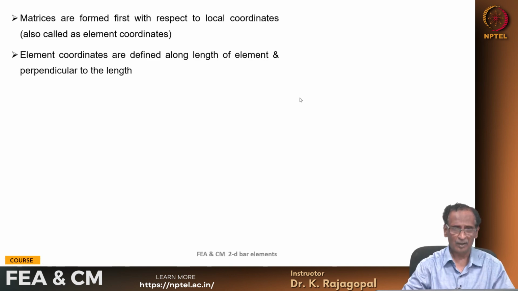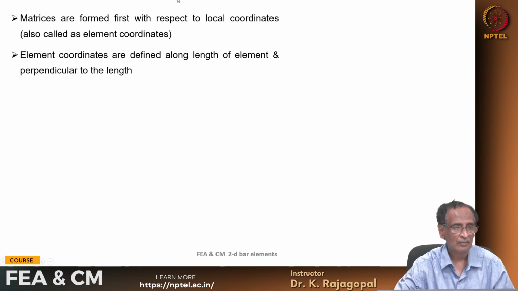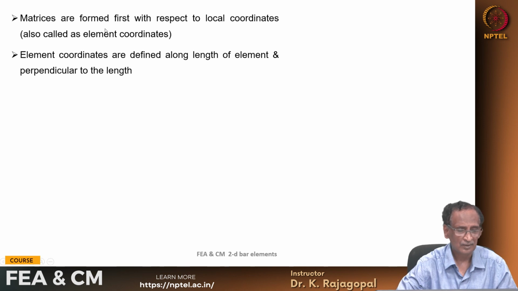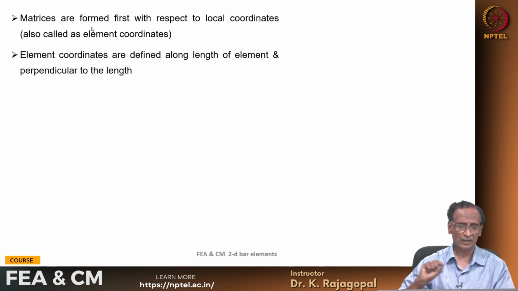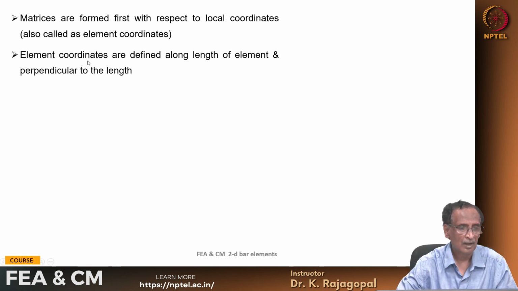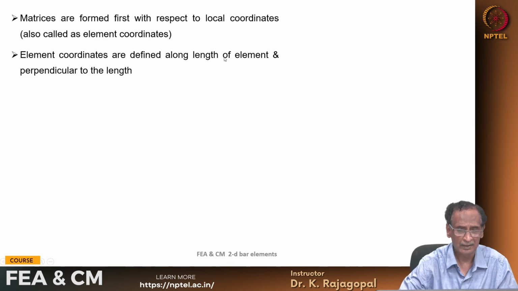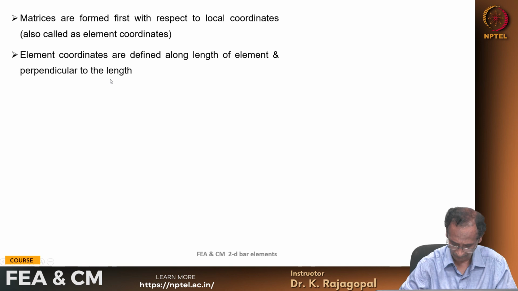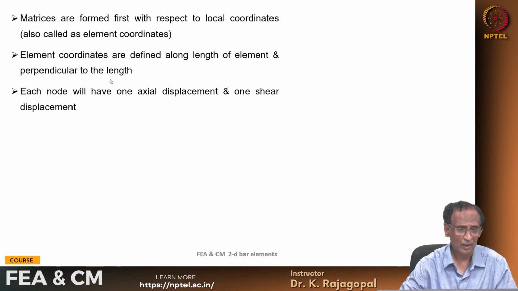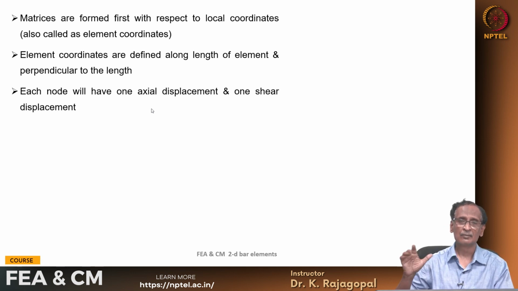And how do we form the equilibrium equations for these systems? Once again we think of forming the equations for one single element and then joining them together for the entire structure. These element equilibrium equations are easier to form in the local coordinates, or with respect to the element coordinates, which are defined along the length of the element and perpendicular to the element. Each node will have one axial displacement and one shear displacement.